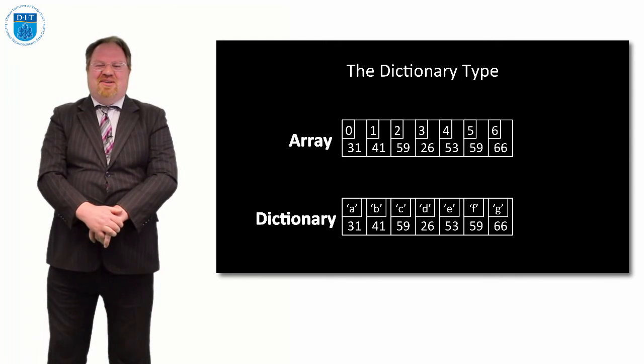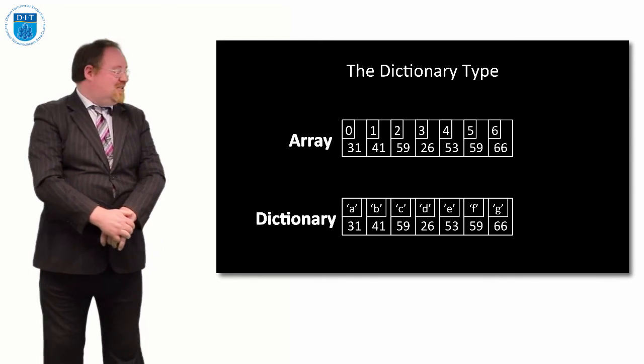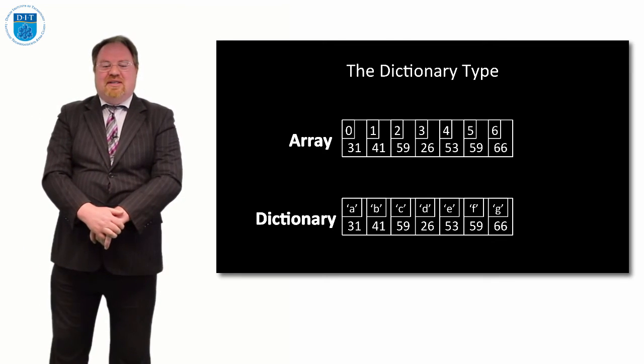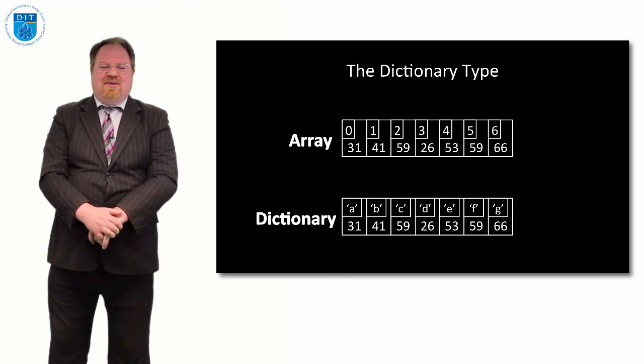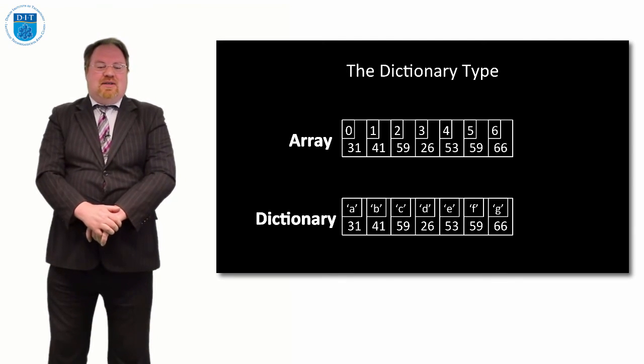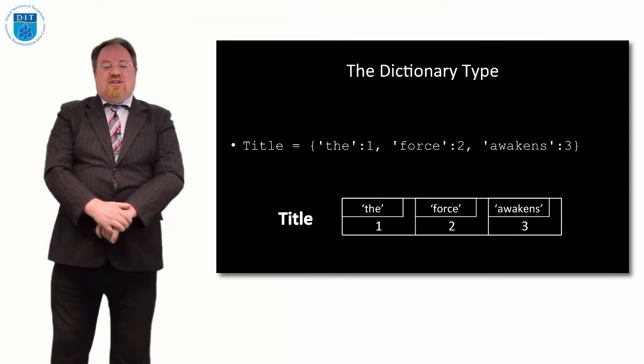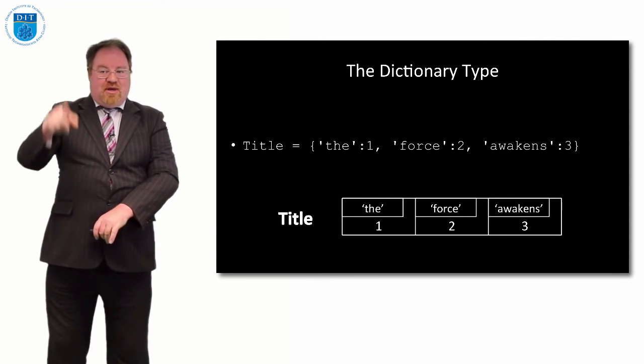Wild. I think it's a cool approach. You can use letters, you can use strings, you can use booleans, you can use whatever the heck you like to index this dictionary type. And you can store whatever values in the dictionary you like as well. So I can declare a dictionary type by using the curly braces.